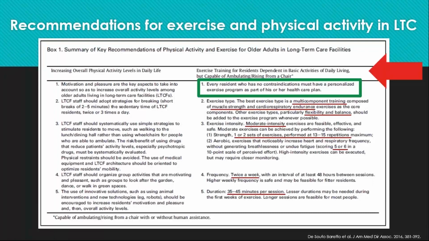And we'll get into some more specifics shortly. In terms of exercise intensity, it should be a moderate intensity. And this is, I think, where we often don't challenge people enough. So moderate intensity. So for strength, that means they should be doing 1 or 2 sets of exercises performed at about 13 to 15 repetitions. Sometimes you see even lower numbers, like 6 to 8.